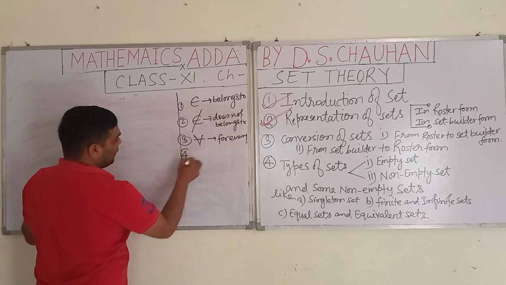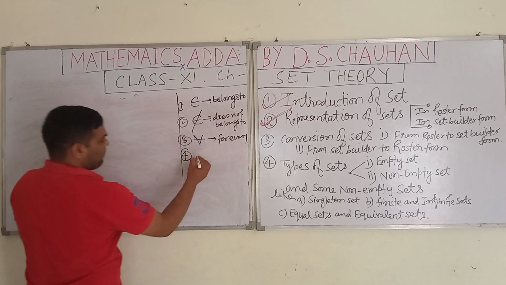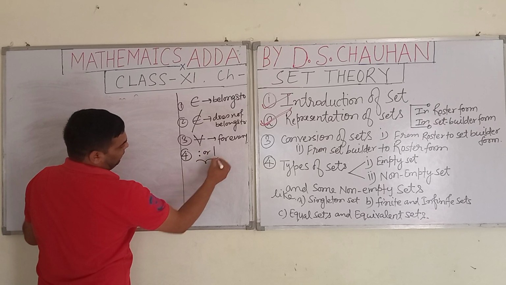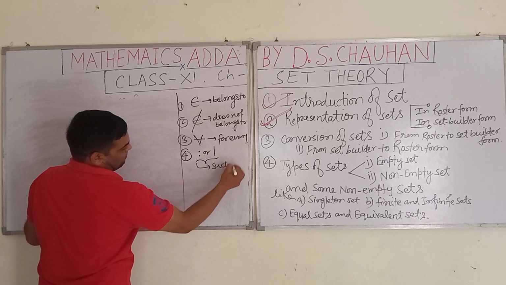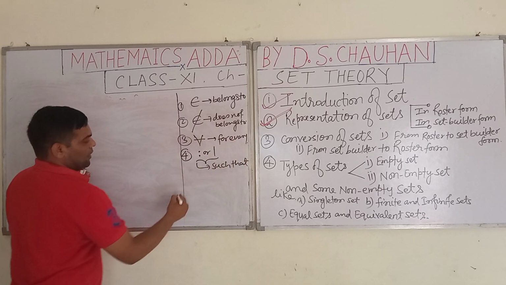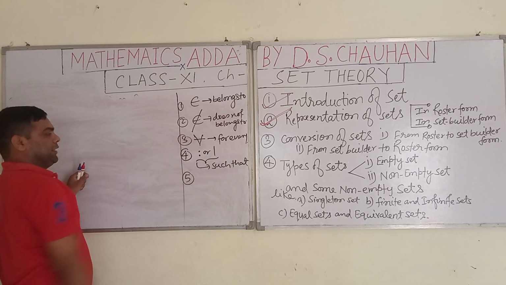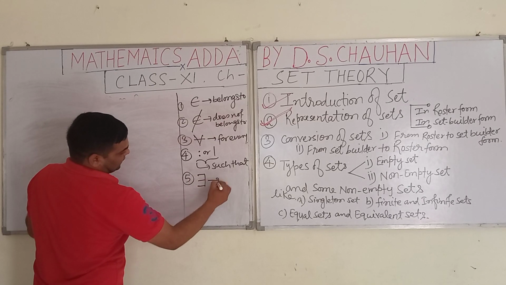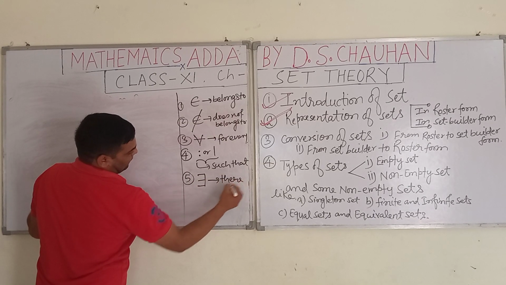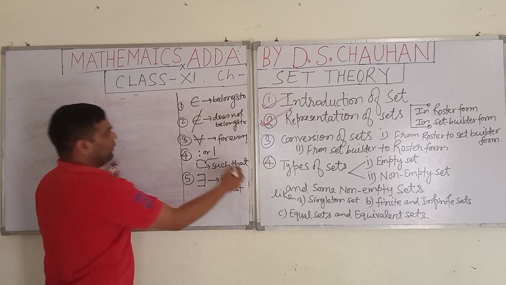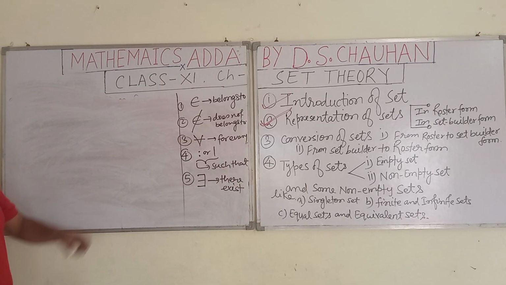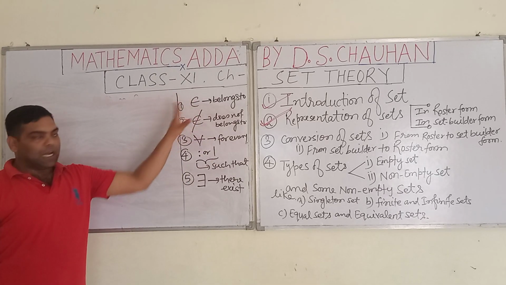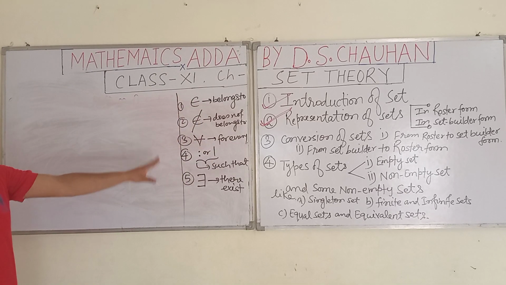The fourth point, students, this stands for such that, and this fifth one, the symbol opposite of E, stands for there exists. Whenever you are going to write or represent a set, students, these 5 points are very important to take care of, and time to time we will use them.